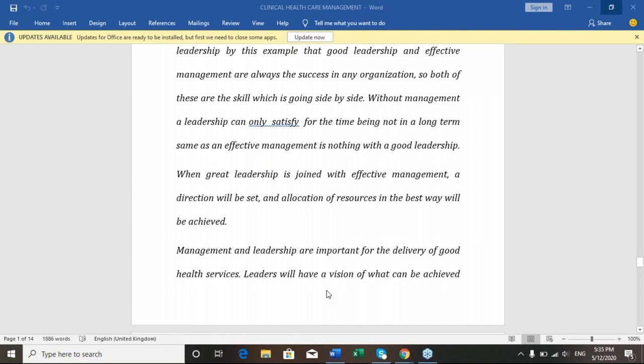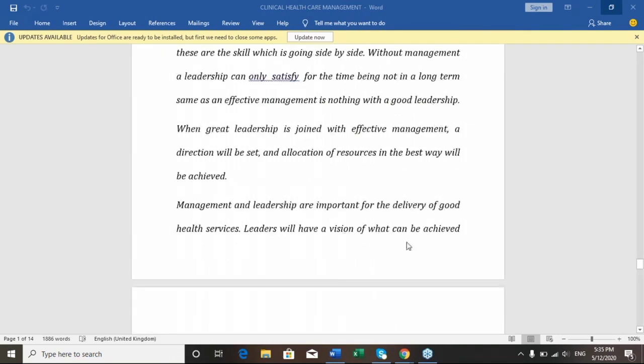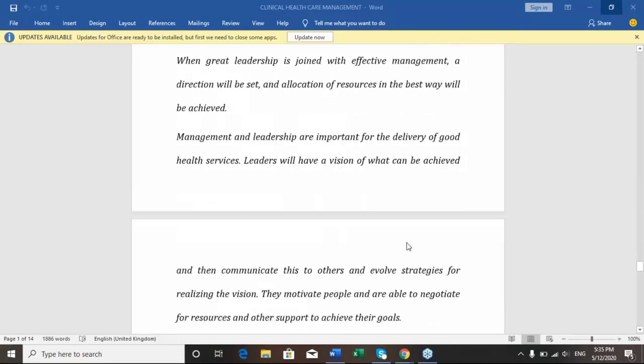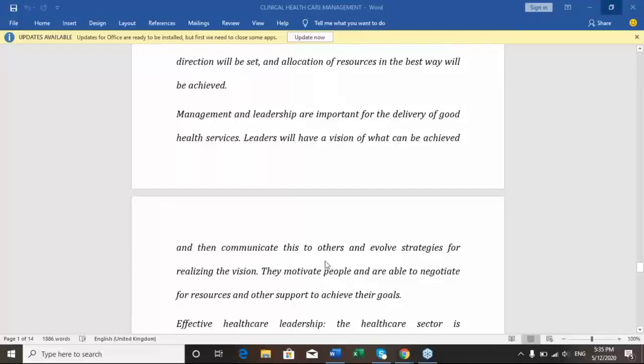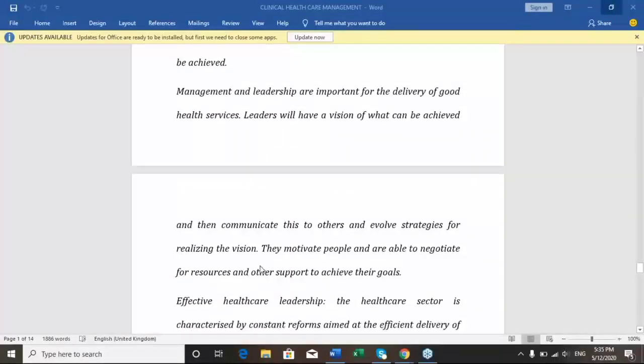A leader will have a vision of what can be achieved and then communicate this to others and evolve strategies for realizing the vision. They motivate people and are able to negotiate for resources and other support to achieve their goals.